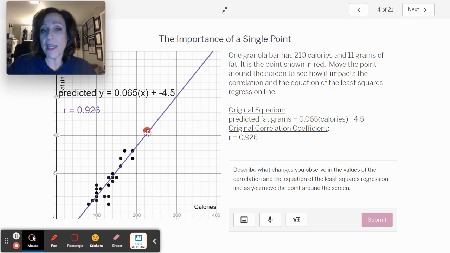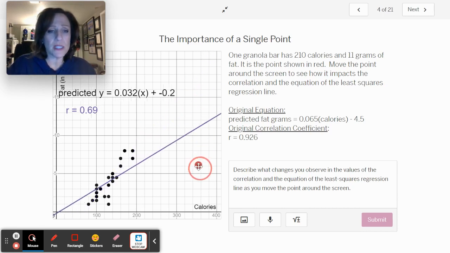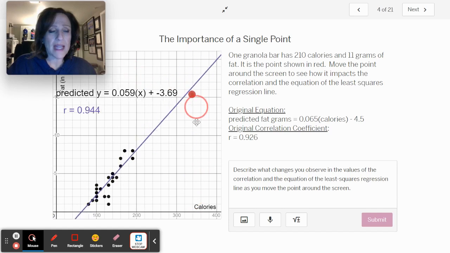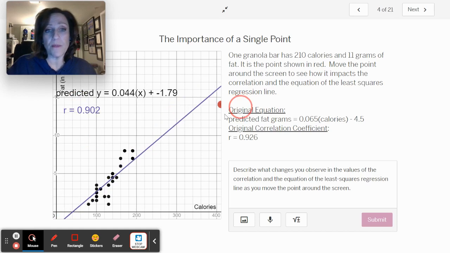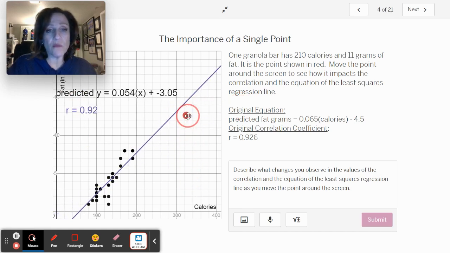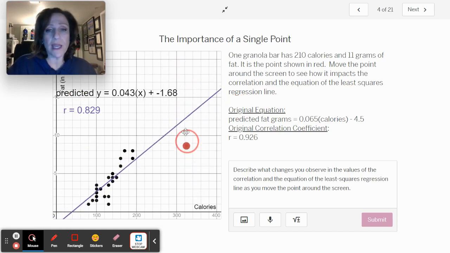And it's that point in red. Move that point around the screen. That's what I want you to do. I want you to look at how it is impacting the equation of the line and how it is impacting the correlation coefficient.